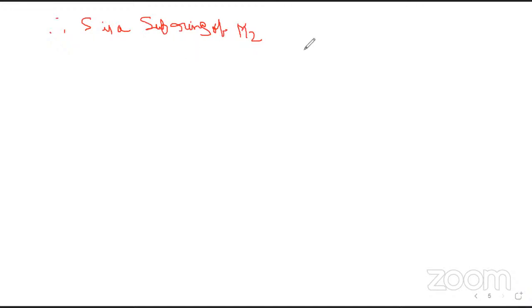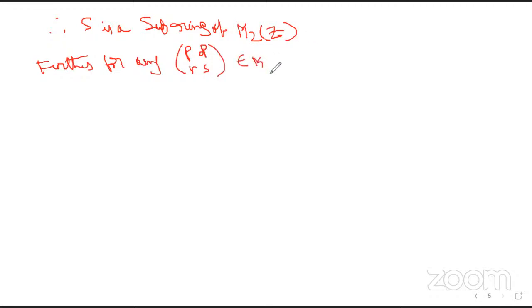2Z is a subring of M2Z. Further, for any PQRS belonging to M2Z, where P, Q, R, S belong to Z, meaning the set of integers.